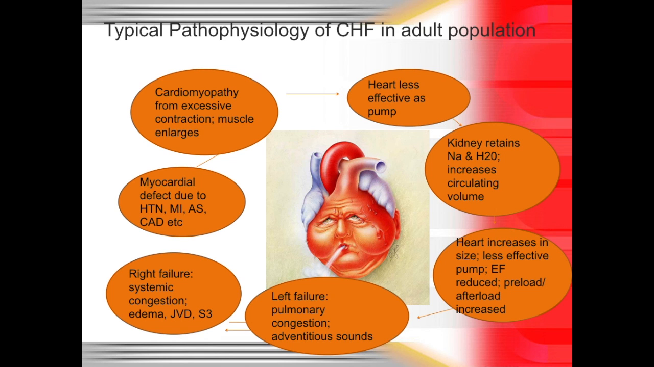When you review the pathophysiology of congestive heart failure in the adult population, you look down to what is the cause. First of all, they have some kind of a defect. Generally, it's hypertension, an MI, aortic stenosis, or coronary artery disease. And that leads through the cascade of them retaining fluid because the heart isn't effective as a pump, and then we get left or right heart failure.